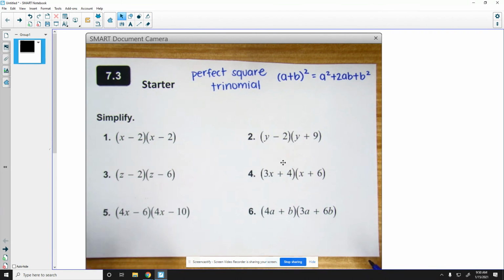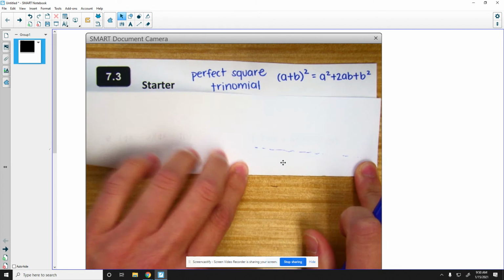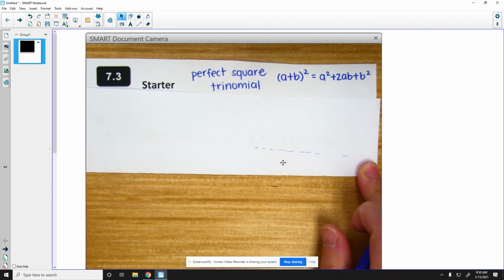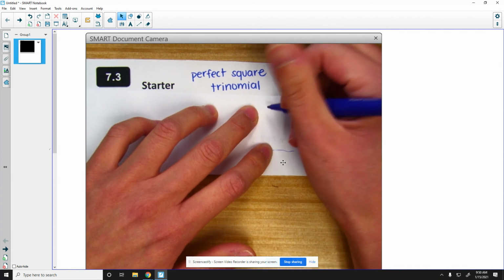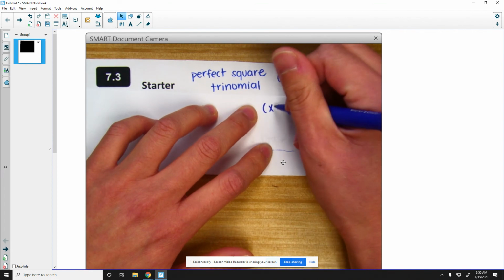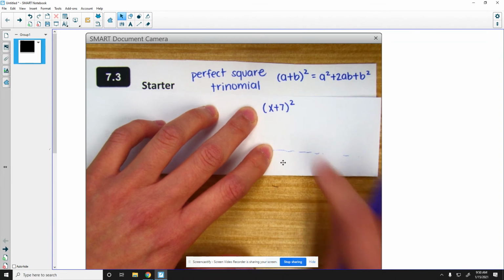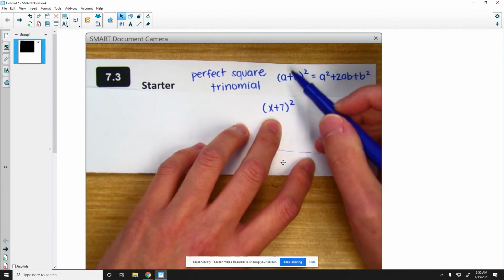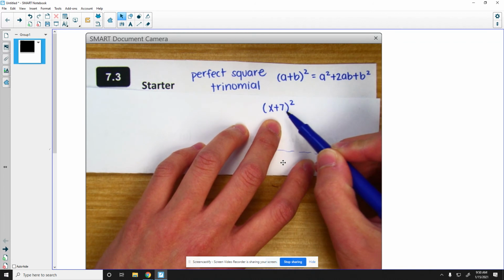Okay, so will you please fold up your paper? We're just going to do one, okay, because you'll have more on your level work. So let's say I have x plus 7 squared. Okay, so that's my problem, x plus 7 squared. Do you see how it's in the same format? It's something plus something squared.